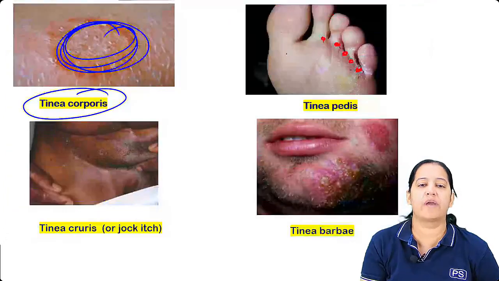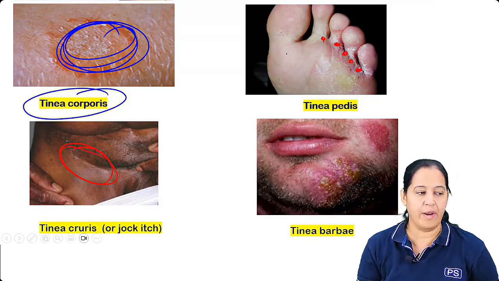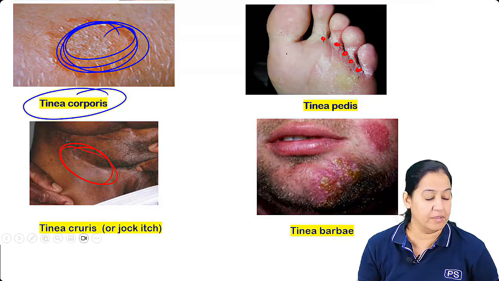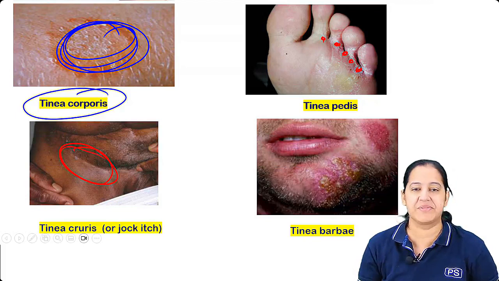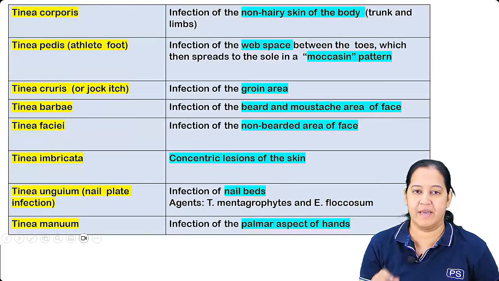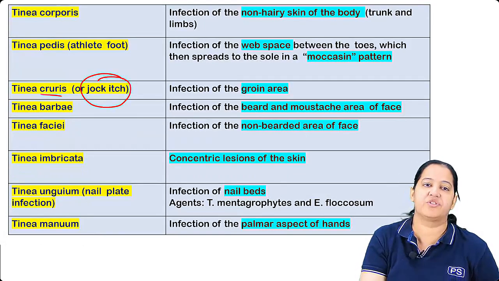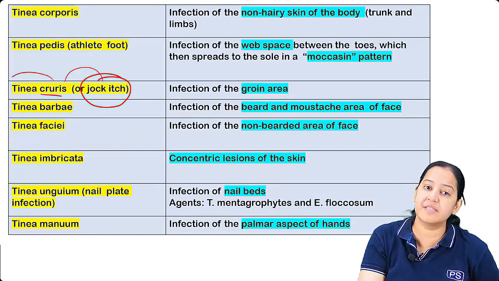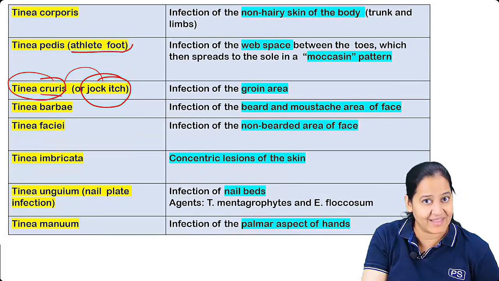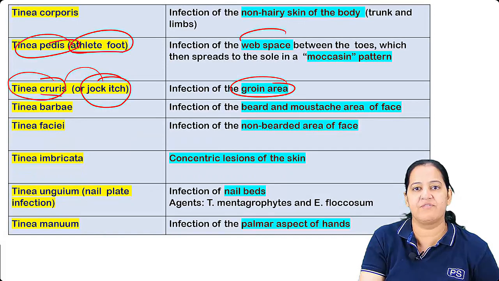It is known as jock itch. In the groin, where sweating is maximum, ringworm infections are very common, because of poor hygiene sometimes and maybe due to sweating. It is known as tinea cruris. You already have a PYQ on jock itch. You should learn that jock itch is tinea cruris and athlete's foot is tinea pedis. Just learn this is the groin and this one is the web space of the foot.